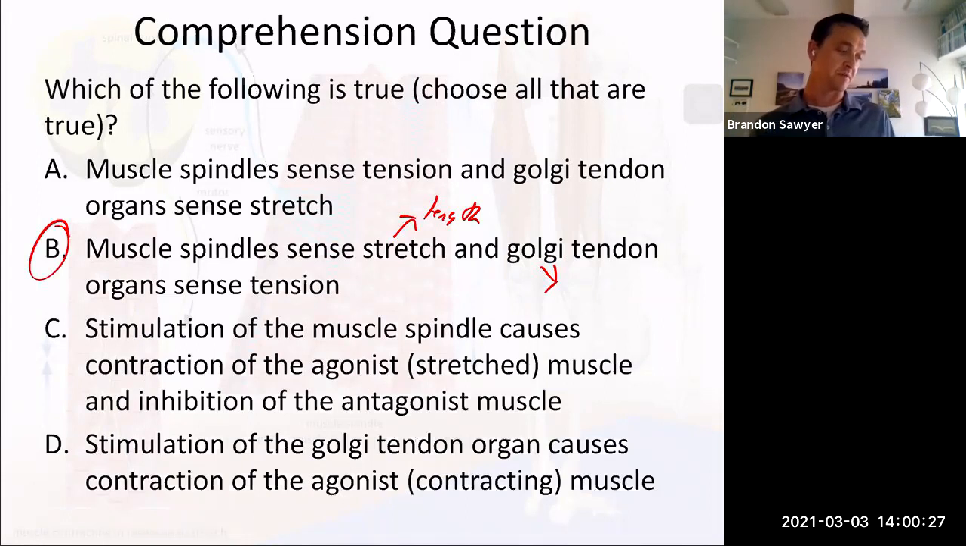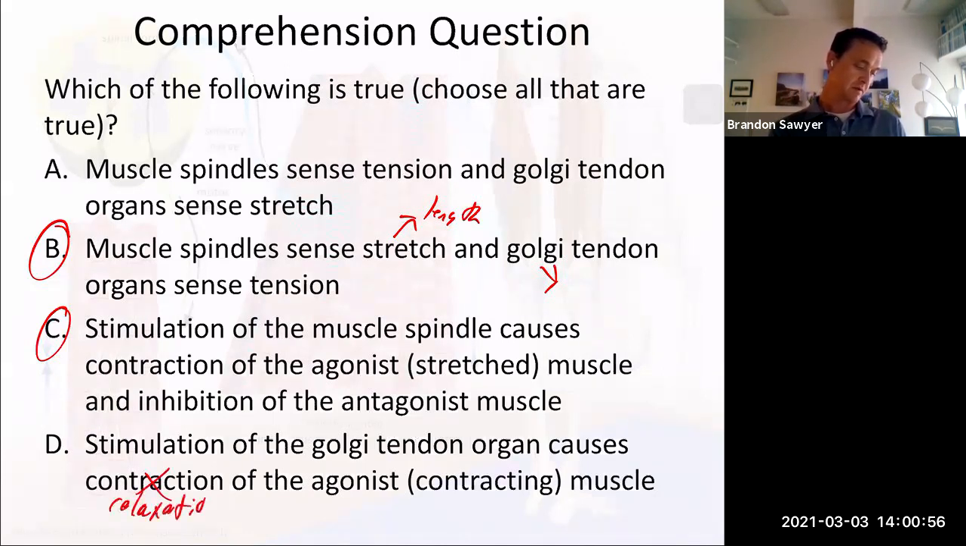And then C: stimulation of the muscle spindle causes contraction of the agonist muscle, that's the one being stretched, and inhibition of the antagonist muscle. In our example, that was the hamstrings. So that's right. The stimulation of the Golgi tendon organ causes contraction of the agonist, the contracting muscle? That would be the opposite. The Golgi tendon organ is protecting us against too much contraction, so it would actually cause inhibition or relaxation of the one that's contracting. Okay, any questions on that?